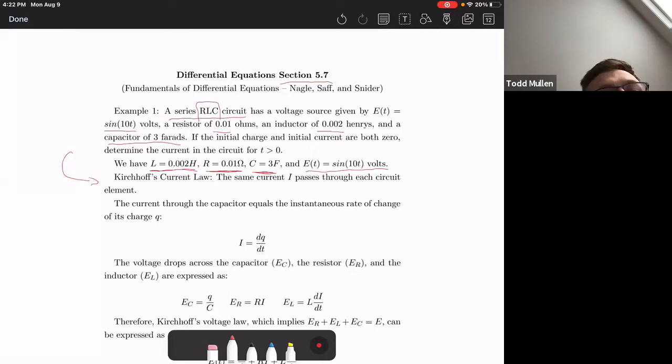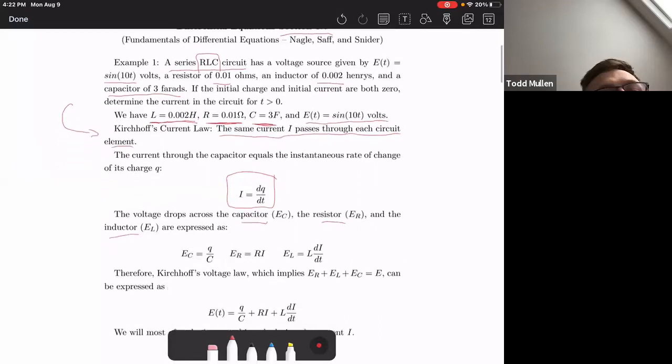So here we have Kirchhoff's current law. The same current I passes through each circuit element. So the current through the capacitor equals the instantaneous rate of change of its charge Q. So we have the equation I is equal to dq/dt. The voltage drops across the capacitor, the resistor, and the inductor are expressed as follows. E sub C is Q over C, E sub R is R times I, and E sub L is L times di/dt.